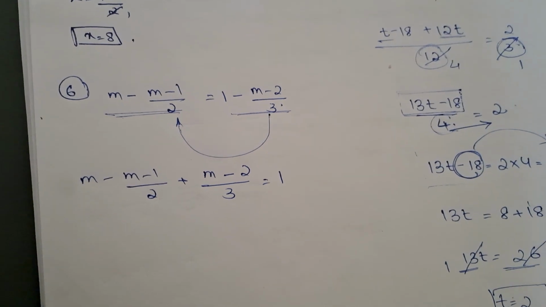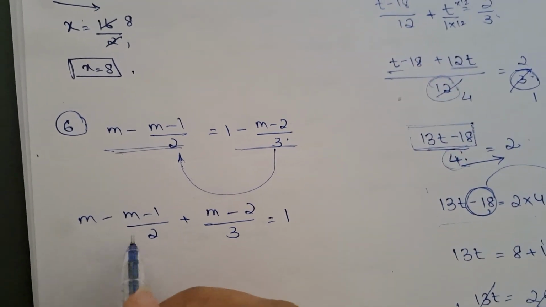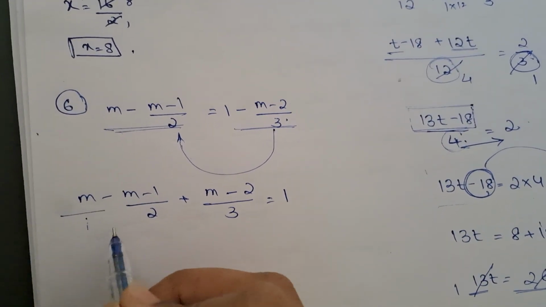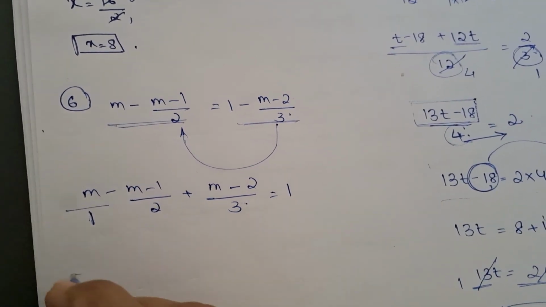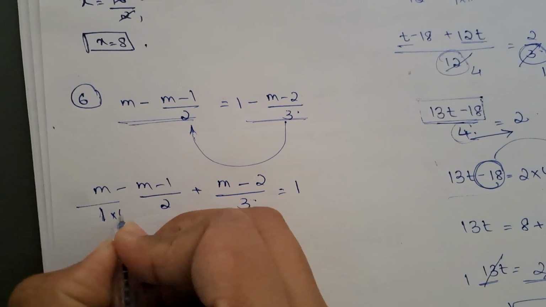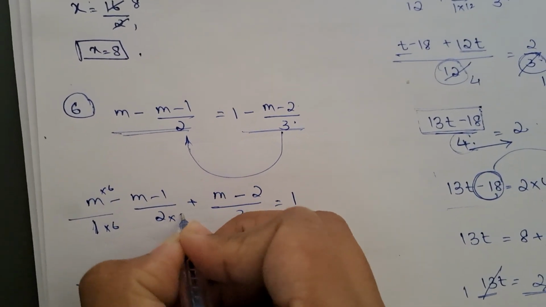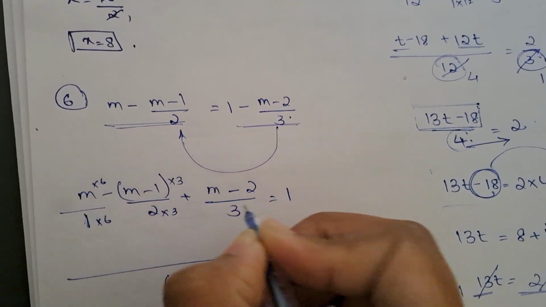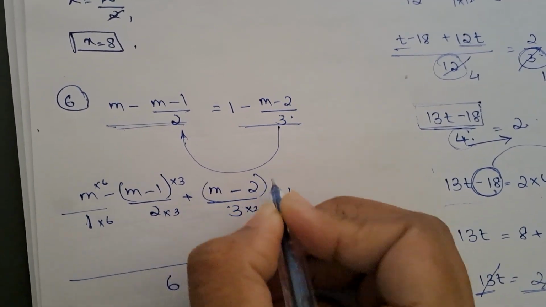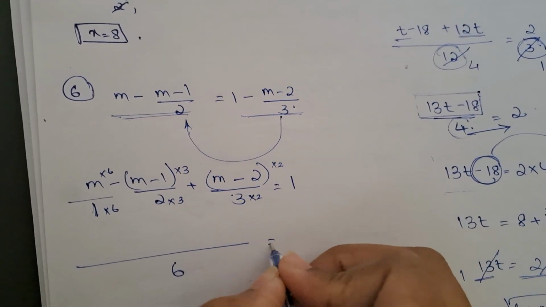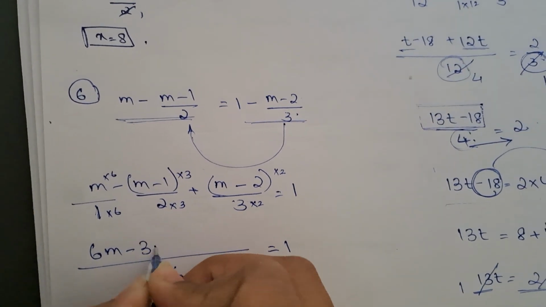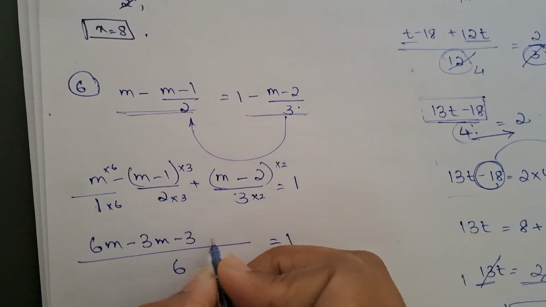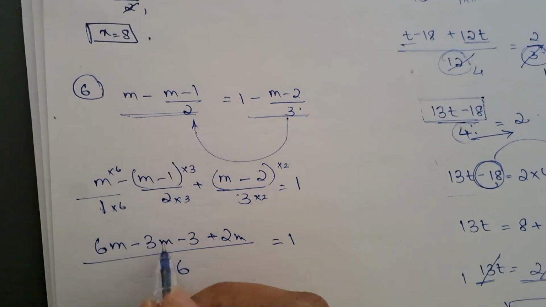Okay, now it doesn't have a denominator, so we'll put it as 1. Put 1 here as the denominator. This LCM is anyways going to be 6 itself. So this multiplies by 6, this multiplies by 6, this multiplies by 3, this whole multiplies by 3, this multiplies by 2, and this whole multiplies by 2. And equal to 1 will be here. So this becomes 6m minus 3m minus 3 plus 2m. How did I get 3 minus 3m?